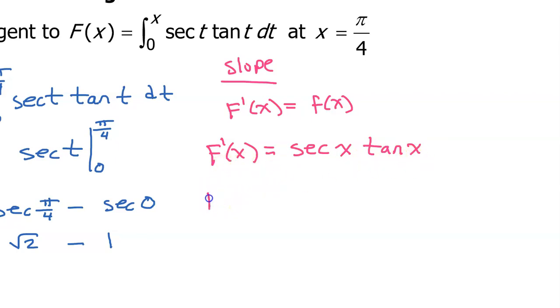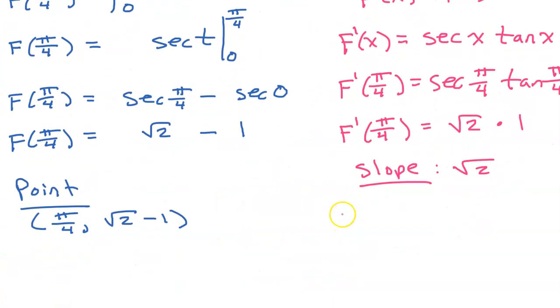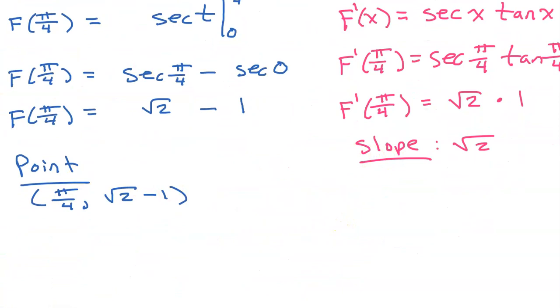So we need to evaluate this at pi over 4 to find the slope. So we need to do secant pi over 4 times tangent pi over 4. Since cosine pi over 4 is 1 over radical 2, I know secant pi over 4 will be radical 2. And tangent pi over 4 is 1. So that means that the slope is radical 2. So now we have a point and the slope.